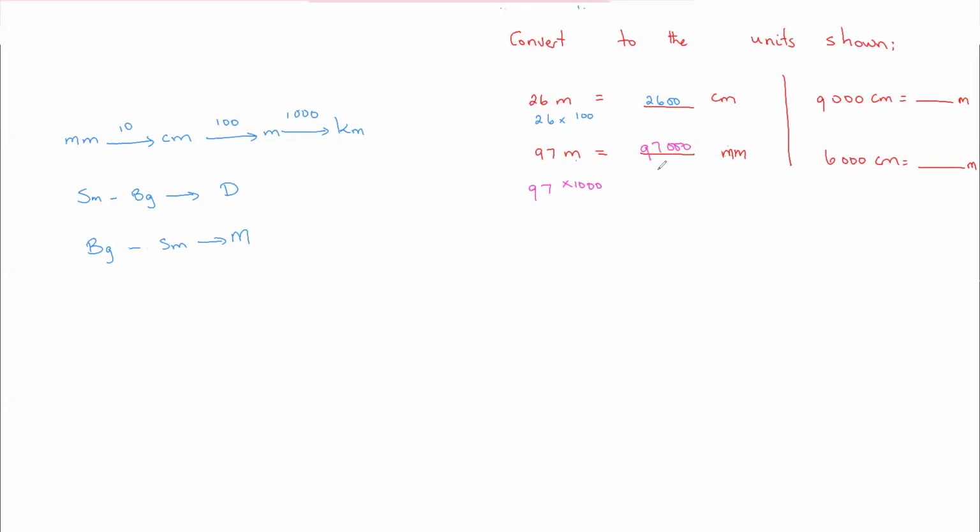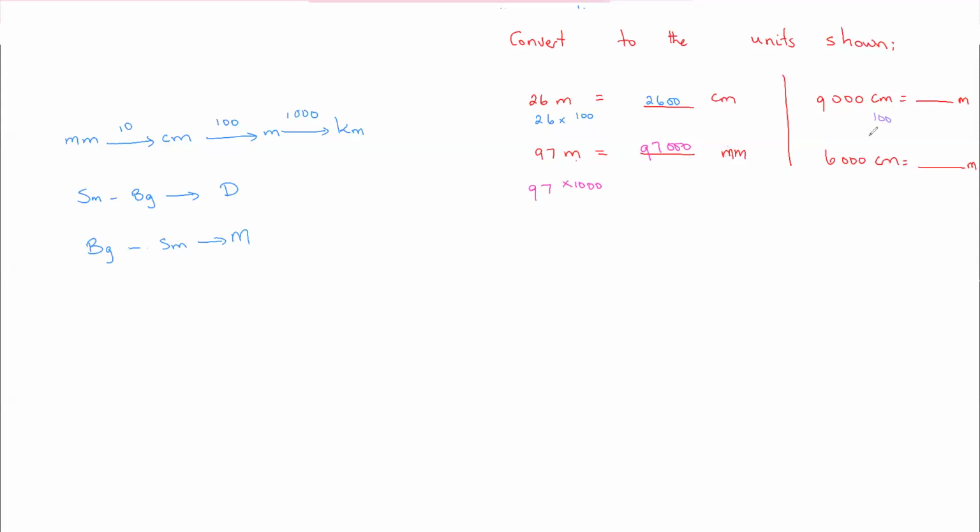All right, so last two. Let's take a look at the other side now. On the other side, they gave us 9,000 centimeters, and they asked us to change it into meters. So centimeters and meters. Look at how much is in between them. Above them is 100. So we have to do something with 100.